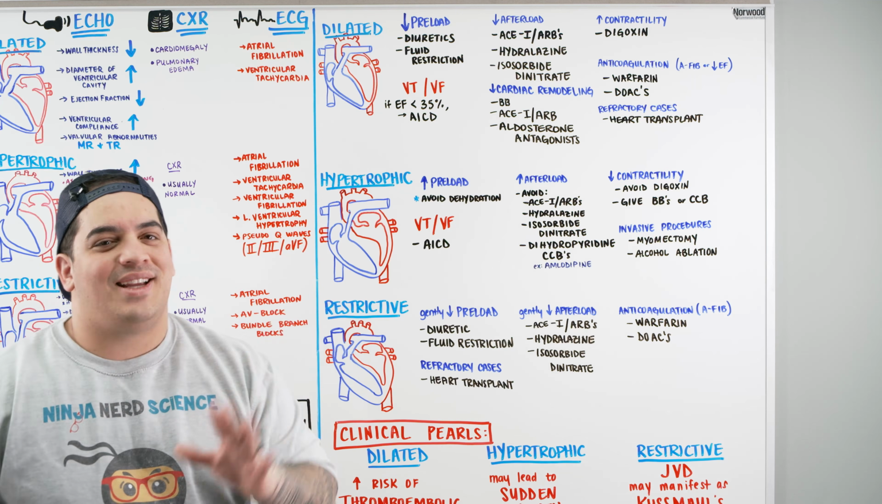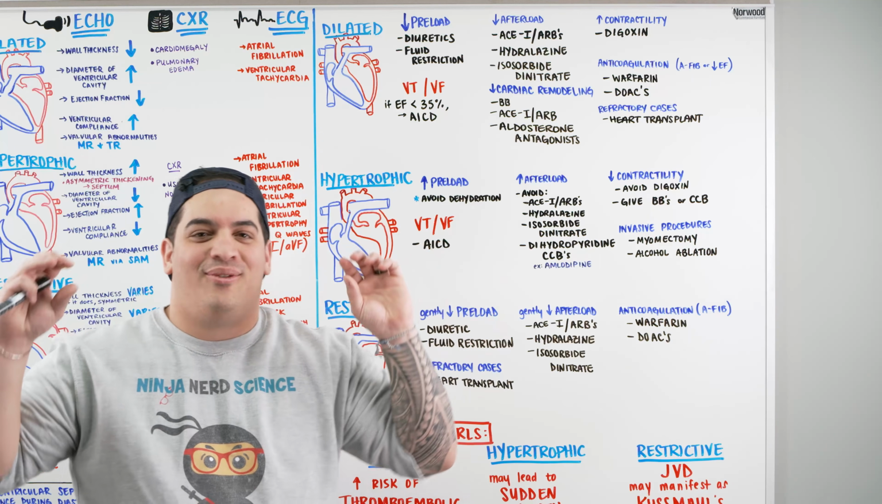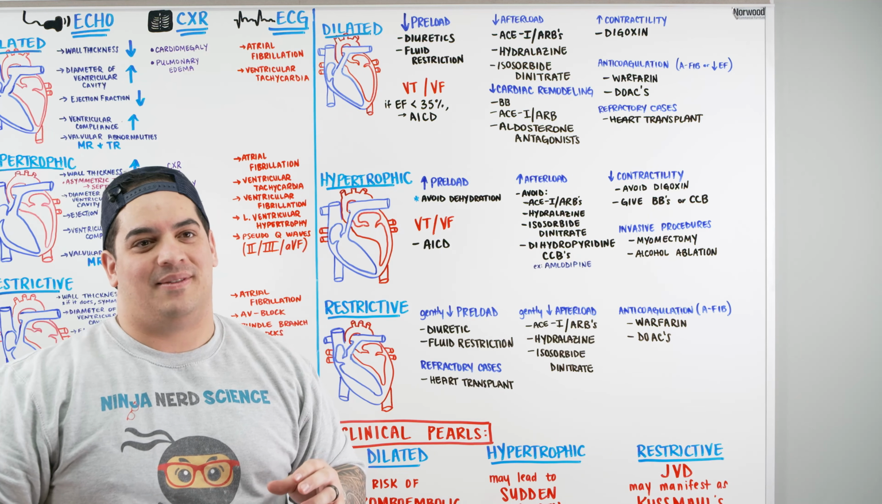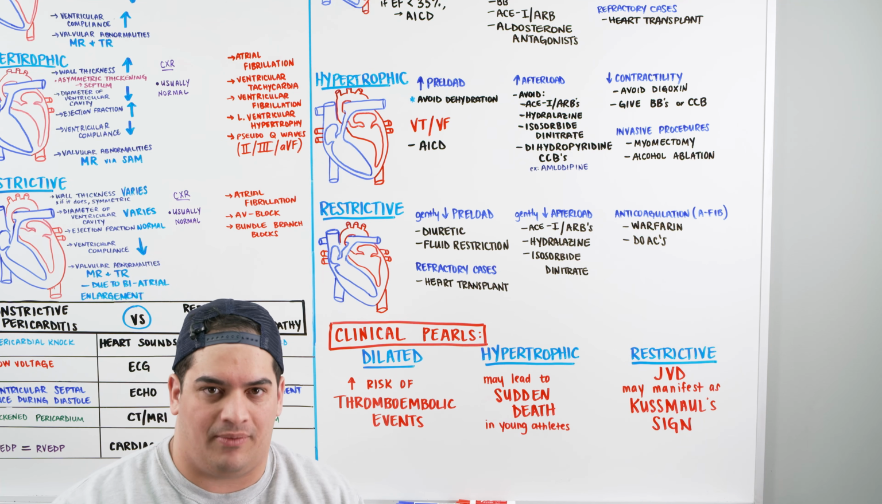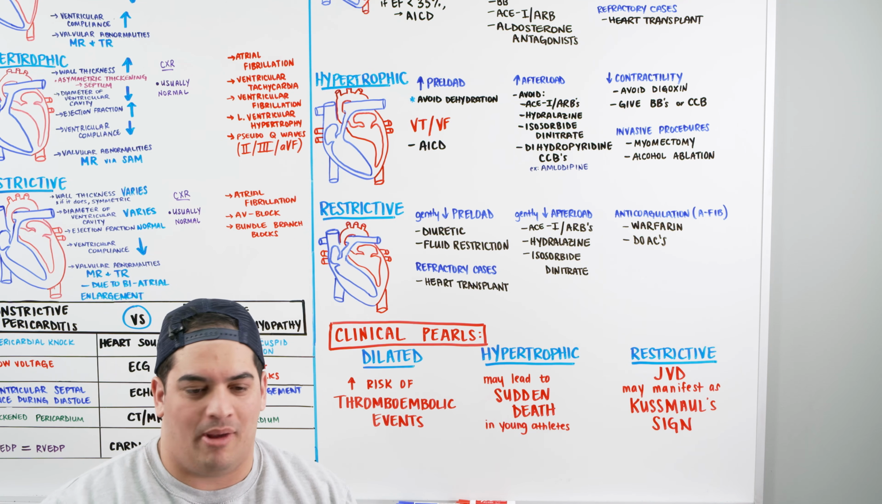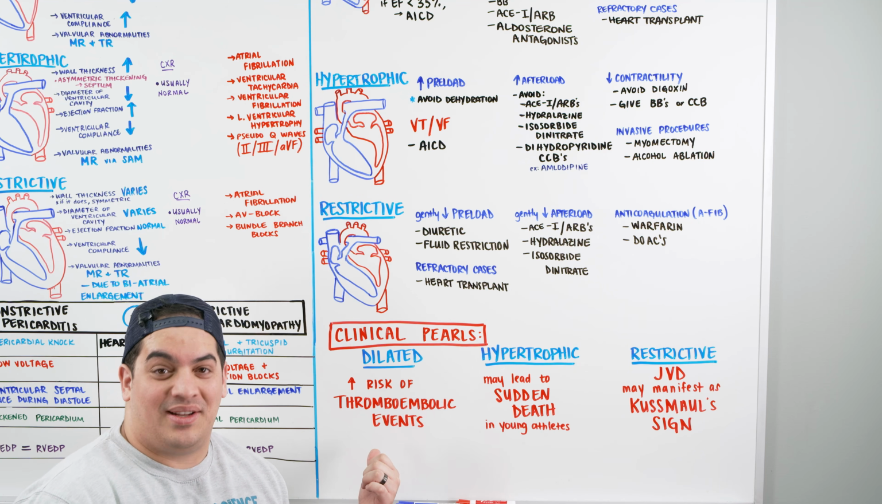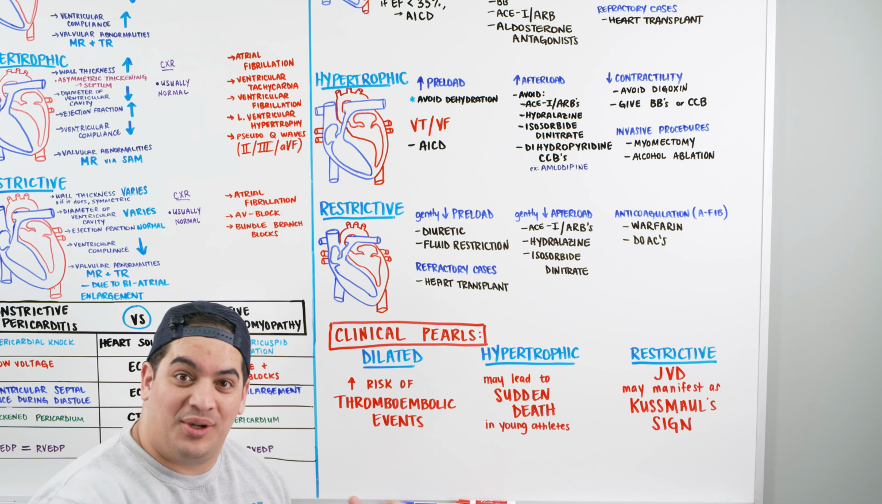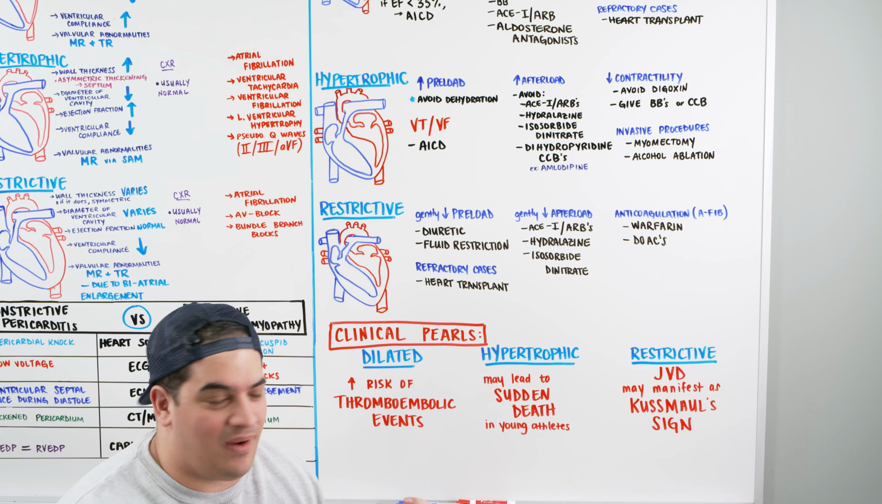All right, last thing I want to do is I want to hit the most important clinical pearls to really stick in your brain for these 3 different types of cardiomyopathies. So what are some clinical pearls to take away as the big overarching theme for these? So just if you had a couple things to remember. Dilated cardiomyopathy, just don't forget that these patients have a very high risk of thromboembolic events because of their low ejection fraction and because of the high risk of atrial fibrillation, because of their systolic dysfunction.